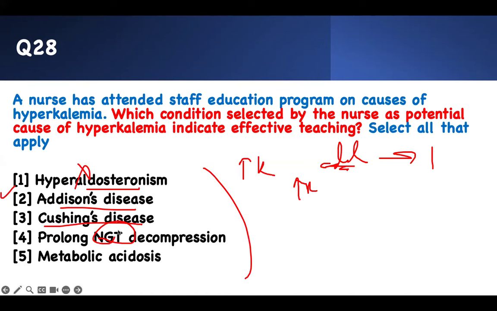Prolonged NG tube, you're going to lose your potassium, and therefore you're not going to have hyperkalemia. It makes sense, right? Hypochloremic, hypokalemic metabolic alkalosis, prolonged NG tube, your potassium is going to be low because your sodium is low. Metabolic acidosis, so you have acid here. If you push it inside the cell, you replace it with potassium, so that will increase potassium. Therefore, 2 and 5 are your right answers.